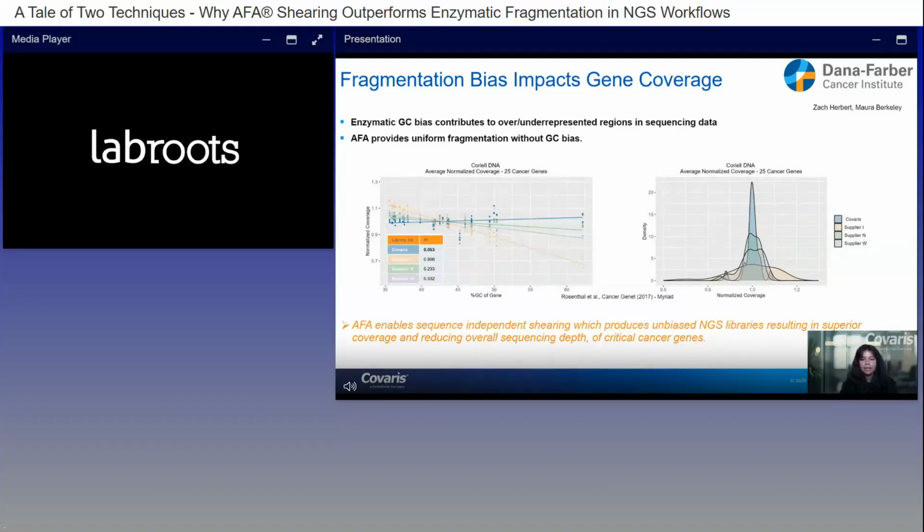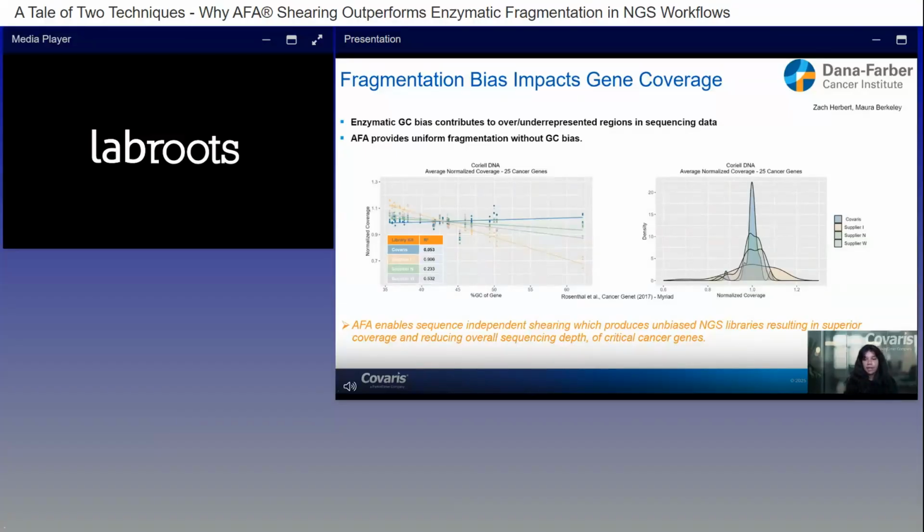And let's first look at this competitor in orange here. So you can see in this orange line, it represents a library prep supplier that uses enzymatic fragmentation. And what we can see is a very clear skew. So we can see that normalized coverage is actually very, very high in low GC content genes. But as the GC content increases, you can see that the coverage is actually going down, indicating this really distinct preference for GC poor regions. Now, this is not ideal because it means that all of your genes are not getting equal amounts of coverage.